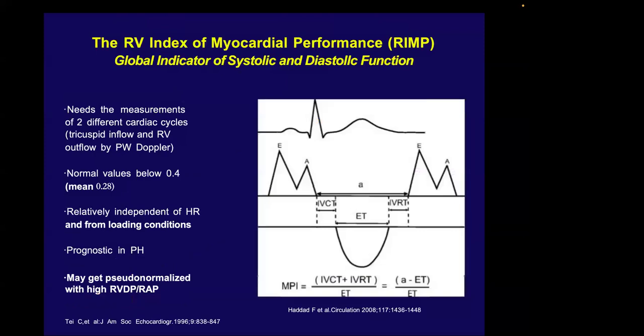RV index of myocardial performance is a global indicator of systolic and diastolic function and needs measurement of two different cardiac cycle intervals, tricuspid inflow and RV outflow, by PW Doppler. Normal value is below 0.4, mean 0.28, and it is relatively independent of heart rate and loading condition. It is prognostic in PH, but may get pseudo-normalized with high right ventricular diastolic pressure and right atrial pressure.